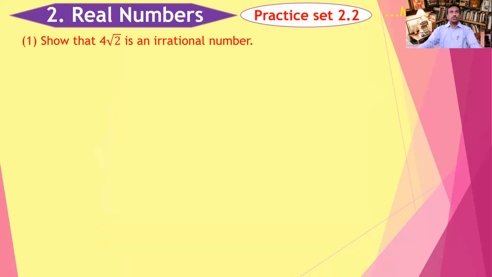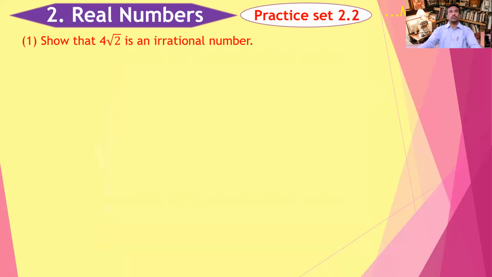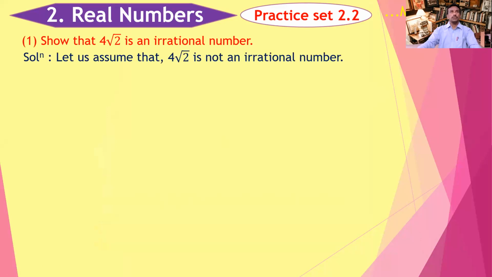The first example is: show that 4 root 2 is an irrational number. Is it a rational or irrational number? It is an irrational number. We have to show that. Let's see the solution. Let us assume that 4 root 2 is not an irrational number.